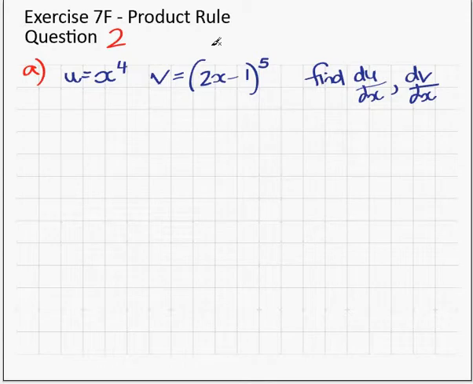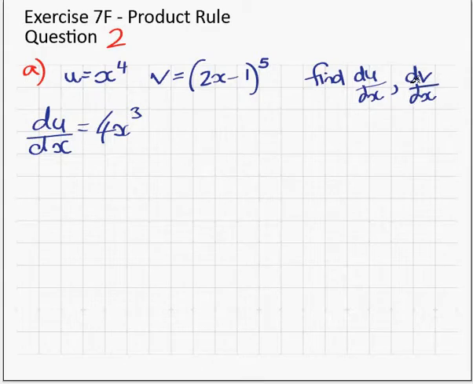This question's in a few different parts. The first part just says to find du/dx and dv/dx. So this is read as the derivative of u with respect to x. Let's look at the first piece. The derivative of u with respect to x, going to use the power rule here, is 4x cubed.